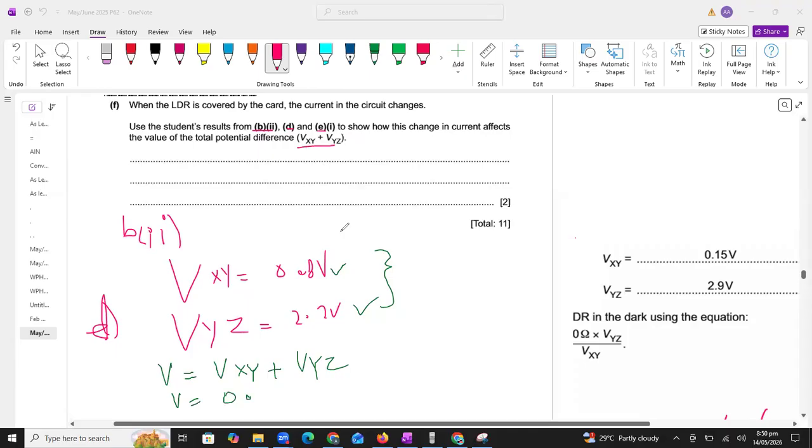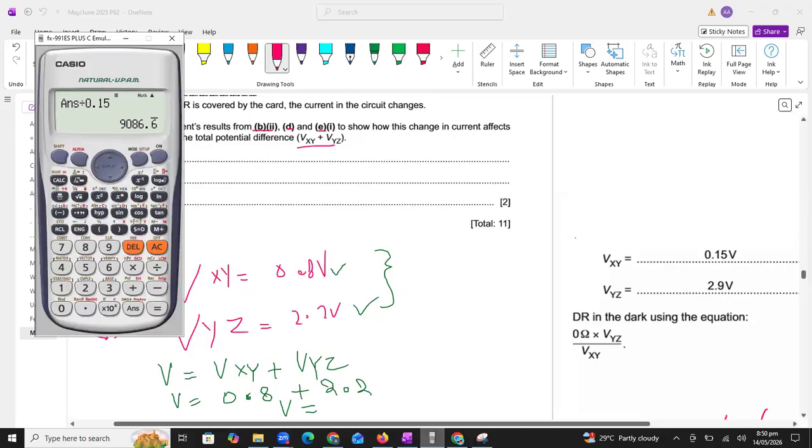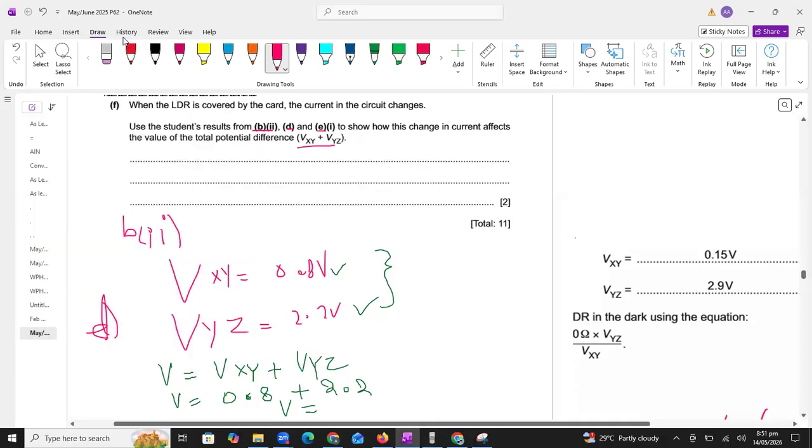So we are finding the total potential difference, students. So xy value is 0.8, yz value is 2.2. So when we will add both of them, what we will get, students? 0.8 plus 2.2. What we are getting? Exact 3 volt. So now students, we are getting the potential difference exact 3 volt when the light is shining on the LDR. This question has a weightage of 2 marks, so you have to show the calculation.